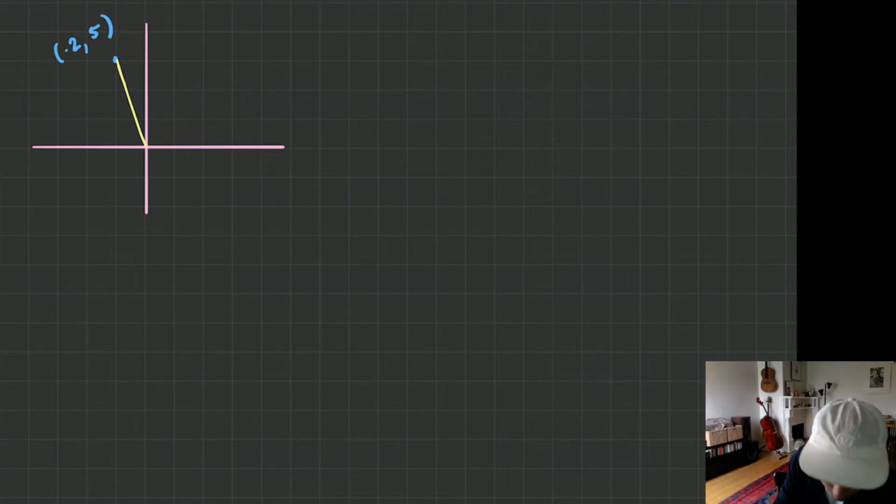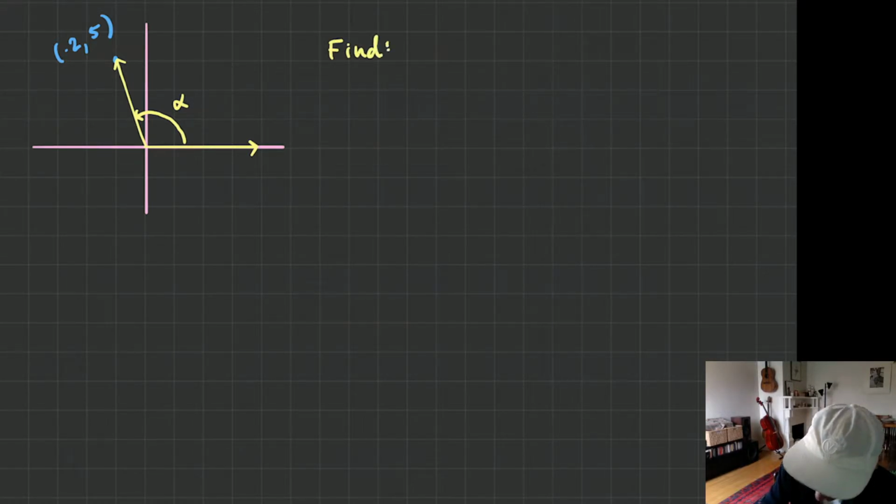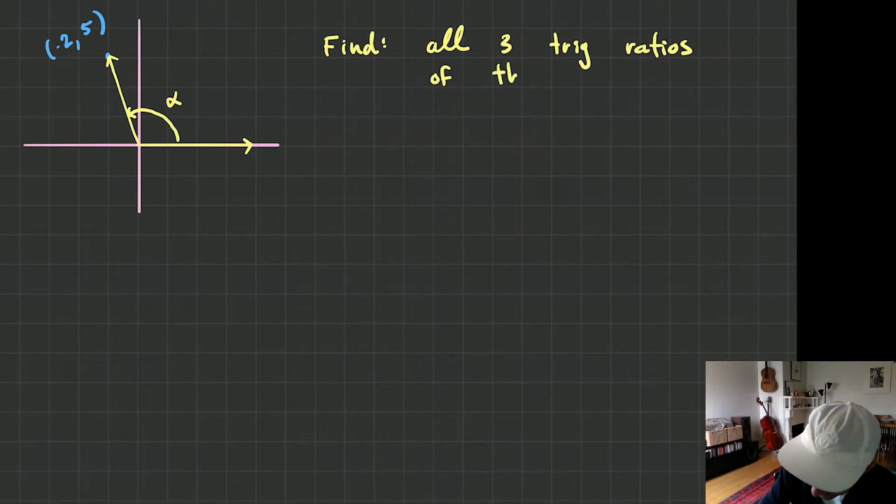This point corresponds to the terminal point of the terminal side of this angle, this nice big angle here. So here's our initial side, there's our terminal side, and this is our angle. It goes all the way from here to there, a little bit past 90 degrees. Who knows what it truly is. Let's call this angle alpha. I want us to find all three trig ratios of alpha, okay?